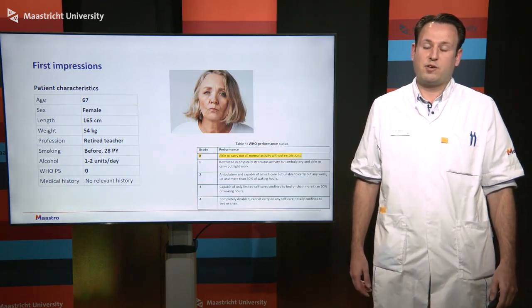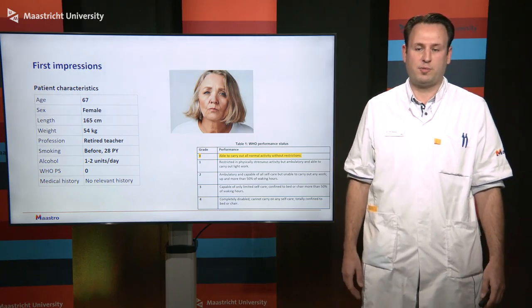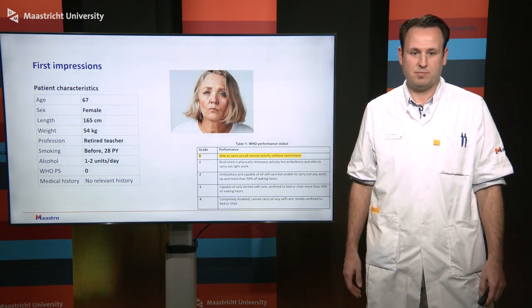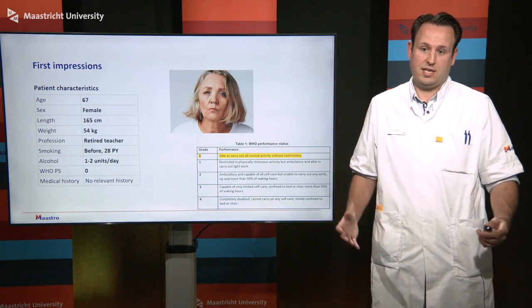So the first impression is already important, to see which patient we have and to think about which treatment options are available for this patient. So in this case we have a female of 67 years old. She has not average height, a normal weight. She is a retired teacher and she smoked before, about 28 pack years. She stopped several years ago, and she drinks about 1 to 2 alcoholic beverages every day. She has a good general performance score, WHO score of 0, and she has no relevant medical history. So this is the ideal patient.